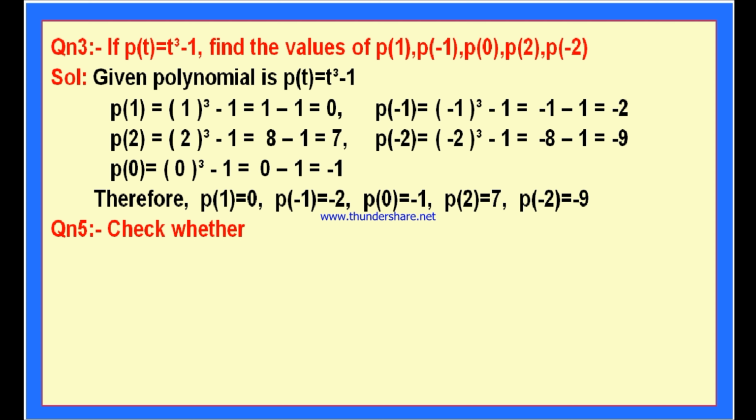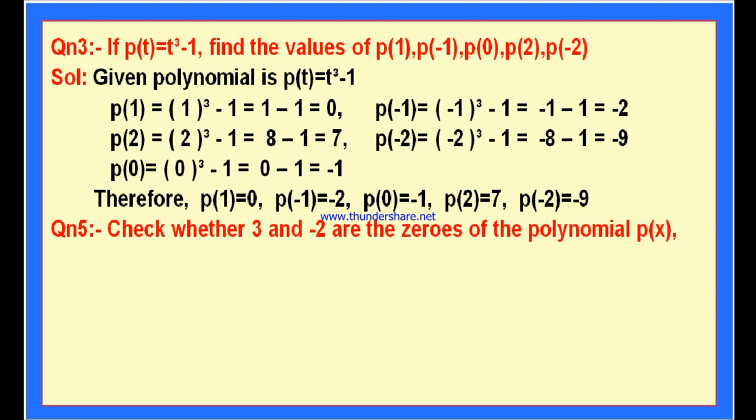Now question number 5. Check whether 3 and minus 2 are the zeros of the polynomial p of x, where p of x is equal to x square minus x minus 6. I shall repeat. Check whether 3 and minus 2 are the zeros of the given polynomial p of x, when p of x is equal to x square minus x minus 6.